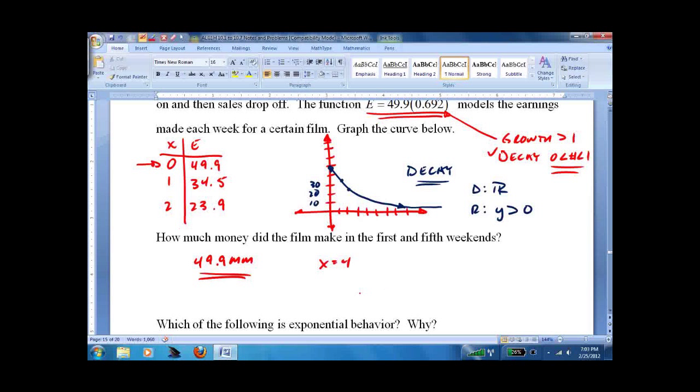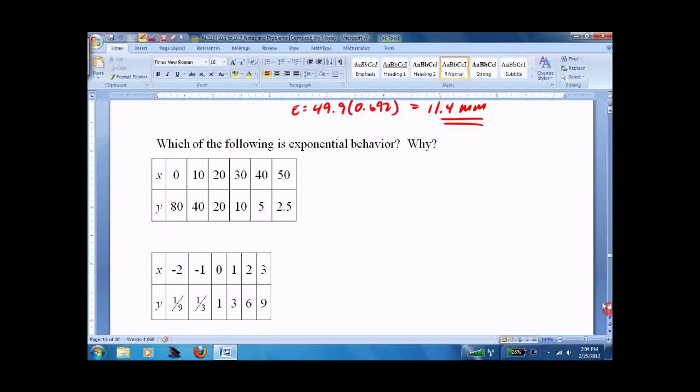Second weekend would be different, and you can keep it straight somehow. So you put in 4 to the fourth. Get $11.4 million on the fifth weekend. Just a simple example. Not much there, just plugging and chugging.